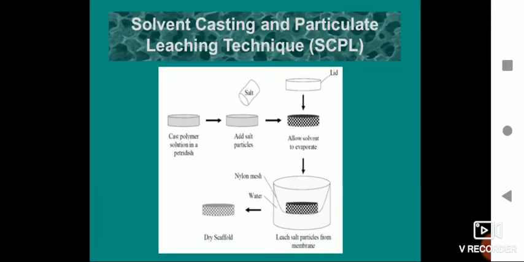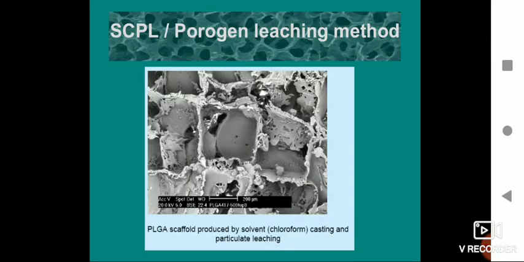This method is called leaching, salt leaching. You can see here how the porogen leaching method, or salt leaching method, creates the scaffold. The polymer has square structures. What are those square structures? All those square structures are the positions where the salt particles were present. When this material was immersed in water, the salt particles dissolved because salt dissolves in water, leaving behind only the empty spaces where the salt was present.